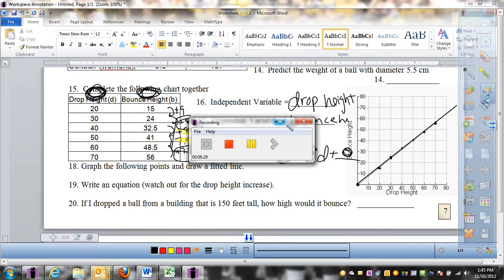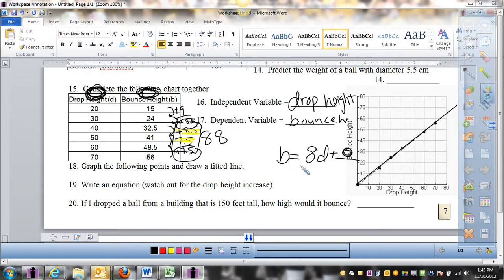Okay, we're back. Alright, so now we have what looks like our line. Bounce to be 8 times... Wait a second. The bounce is 8 times the drop? That doesn't really make any sense. So what if I plug in 30? I know my answer should be about 25. So if I plug 30 into this equation, 30 times 8, that doesn't equal 25. I feel like I got something wrong here.